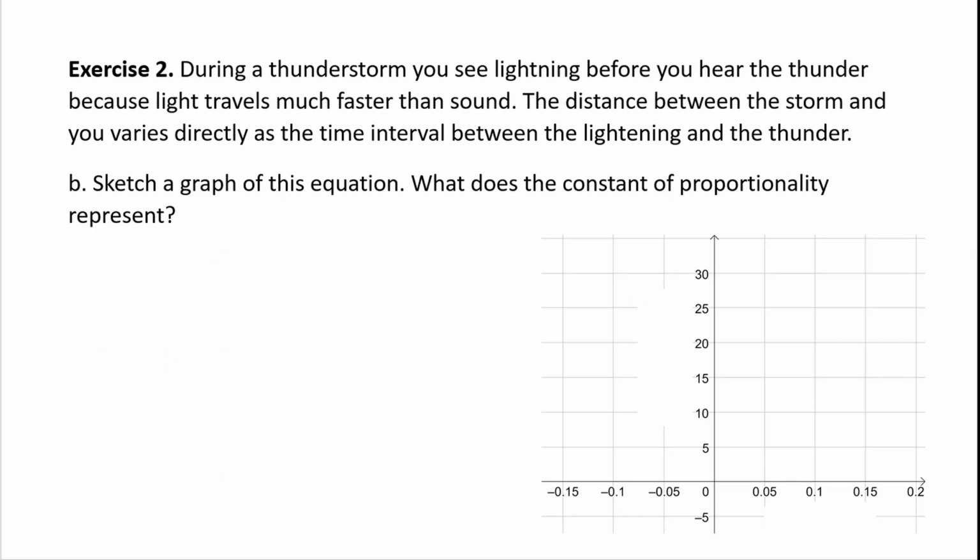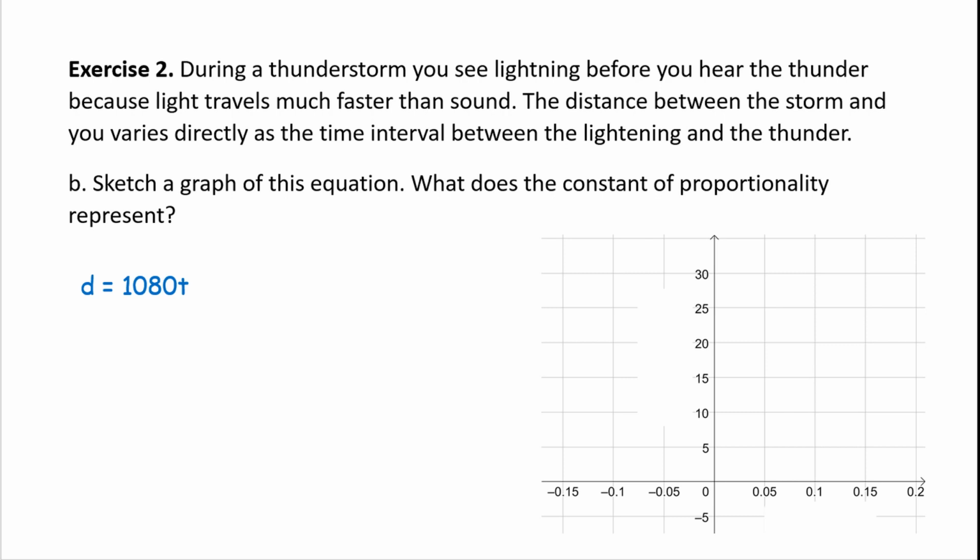Part B. Sketch a graph of this equation. What does the constant of proportionality represent? From Part A, we got that this equation is given by d equals 1080t. This is a structure of a linear equation with slope 1080 and y-intercept of 0.